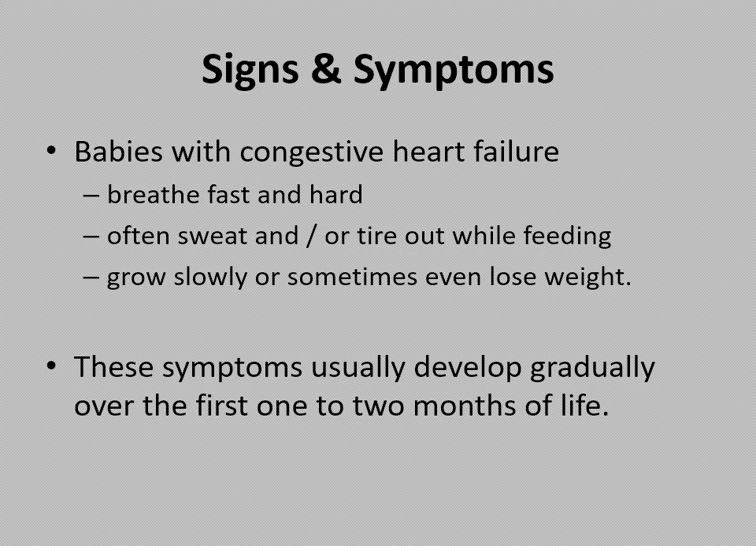Sometimes because of abnormal blood circulation, the baby grows slowly, or sometimes even loses weight, because when there's a disturbance in the blood, the delivery of the blood which carries the nutrients and oxygen to the tissues and muscles is affected. Usually these symptoms develop gradually over the first 1 or 2 months of life.